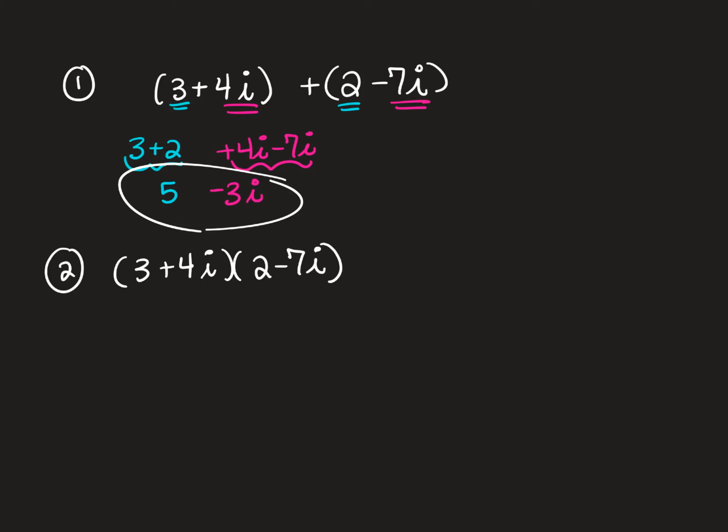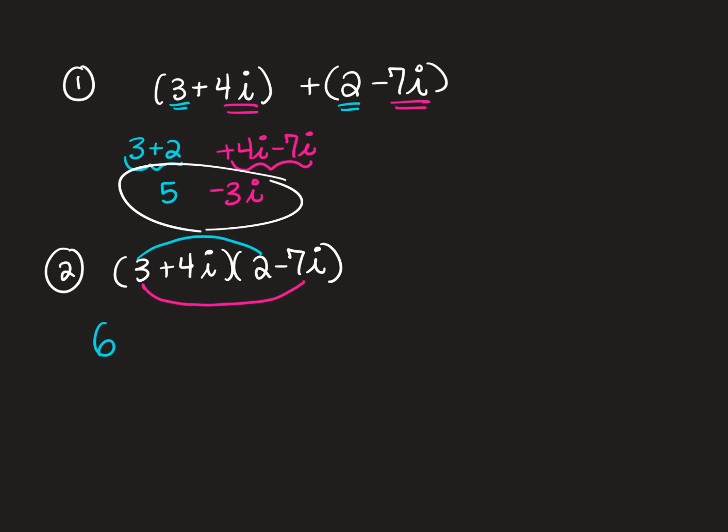For multiplying, we've done a lot of problems like this where you just multiply the outside terms together. So 3 times 2 is 6. Multiply the first terms together, then the outside terms together.